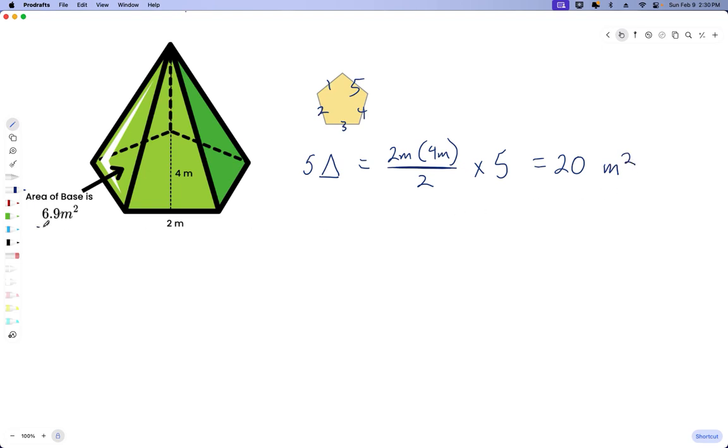And then it told us the area of the base was 6.9 meters square. So 26.9 meters square would be the answer. That's all the math you had to do for that, right? Because we didn't have to calculate the base part. All we had to do was calculate the triangles around the sides and add them together. Okay, next one.